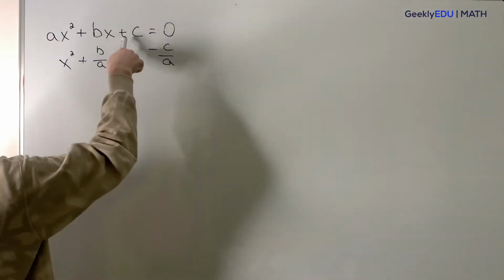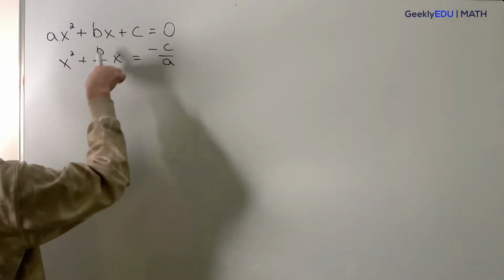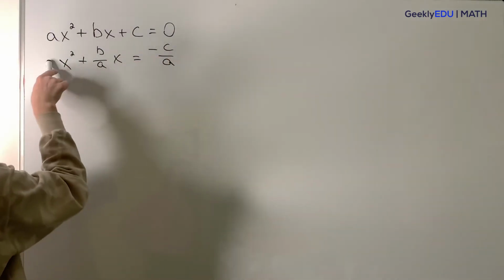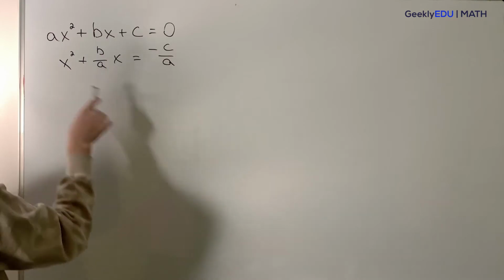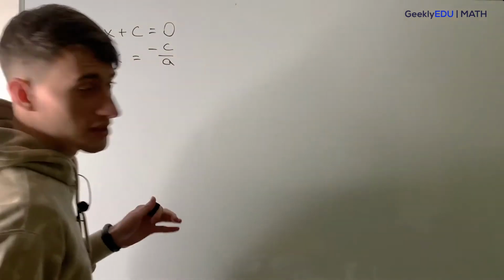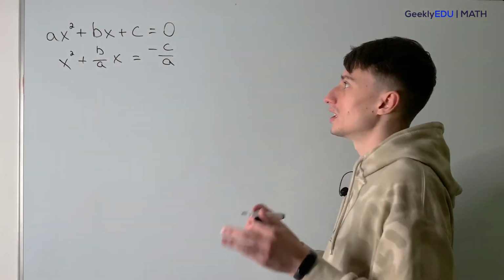Right? Makes sense because we subtract c from both sides, so it disappears here. We have minus c on the other side, and we divide everything by a. So now there's nothing here, b divided by a, and minus c over a. All right, that's a good start. Now, what if I told you a neat little trick called completing the square?